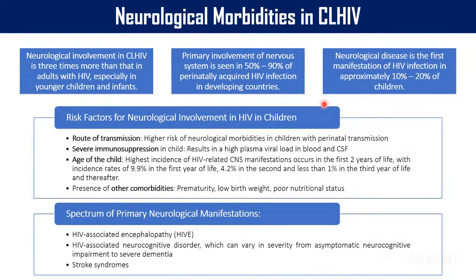The risk factors are, again, route of infection, most commonly perinatal, severe immunosuppression, and age of the child, especially if there is a manifestation within 2 years of life, or other comorbidity like prematurity, low birth weight, poor nutritional status. The spectrum of neurological manifestation can be anywhere between HIV-associated encephalopathy, to HIV-associated neurocognitive disorders with severe neurocognitive impairment and dementia, to stroke syndromes and opportunistic infections. So these are the various spectrum of neurological manifestations.